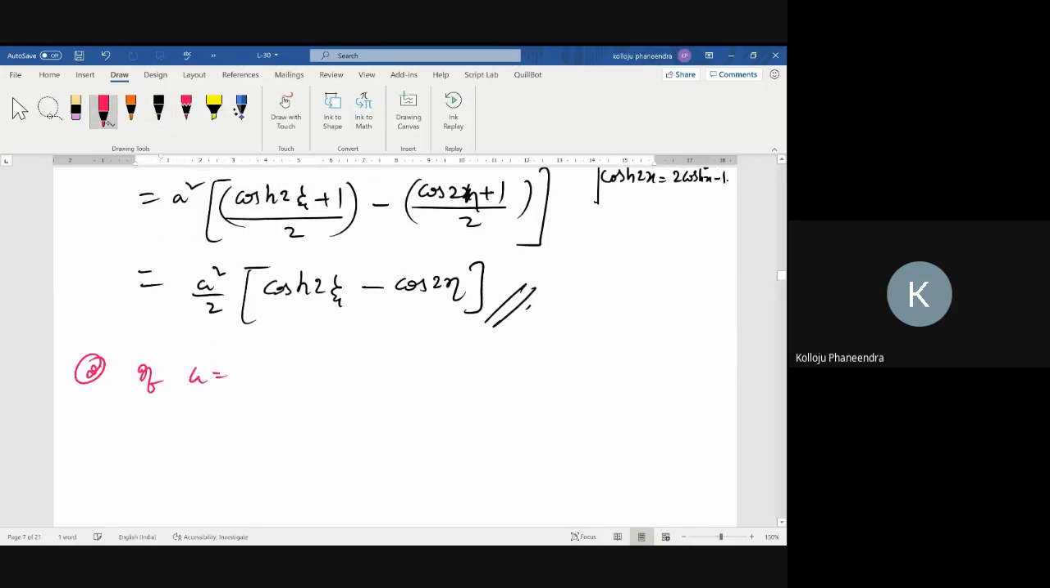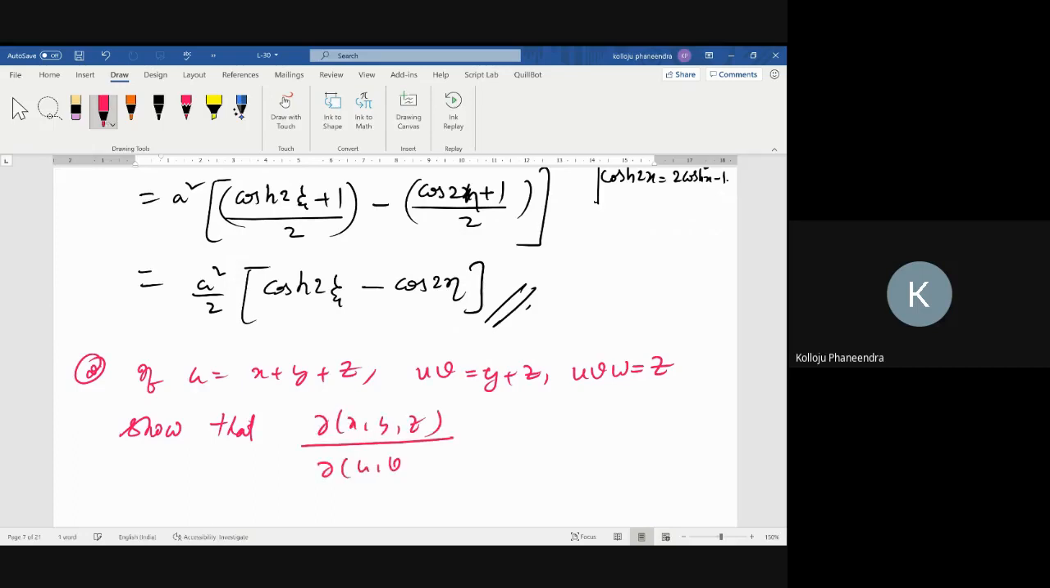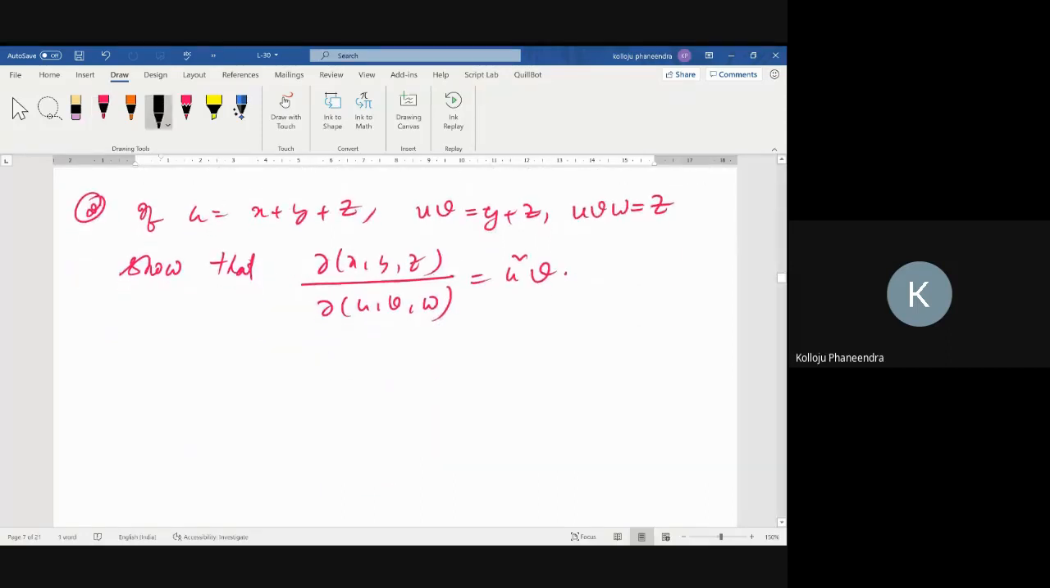If u equal to x plus y plus z, uv equal to y plus z, uvw equal to z, show that dou xyz by dou uvw equal to u square v, right? Okay, solution.